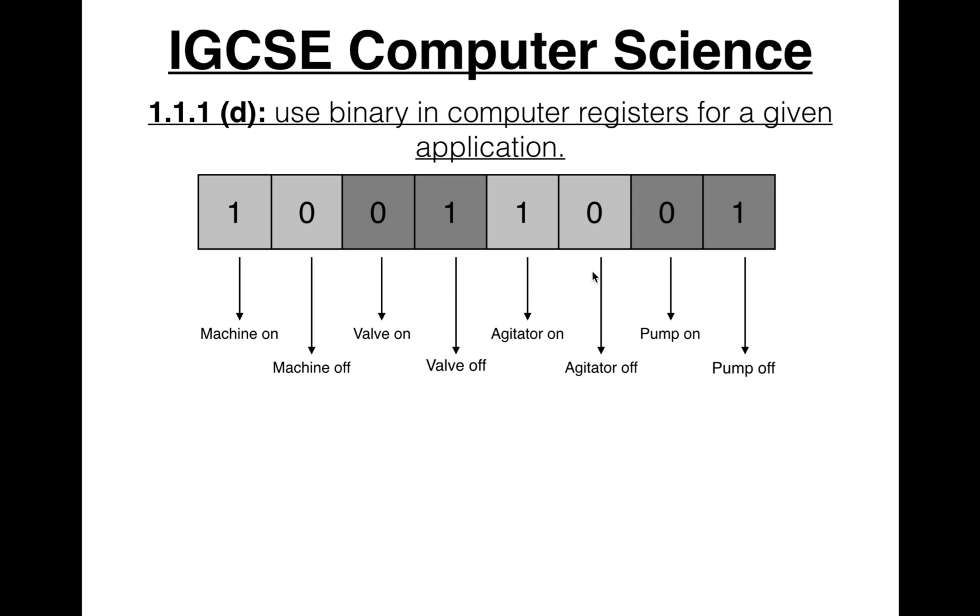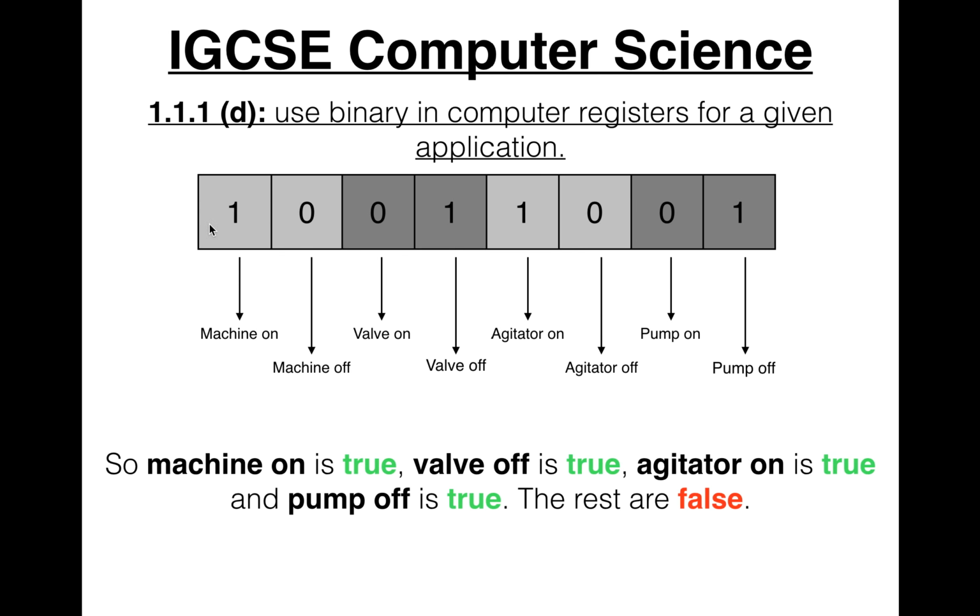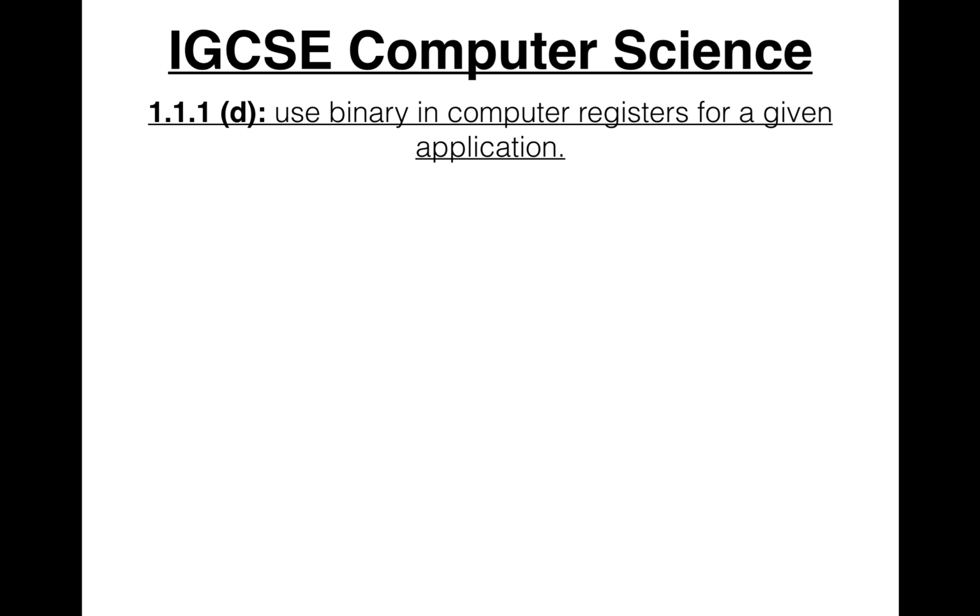So what if the register contained these bits? Machine on is true, valve off is true, agitator on is true, and pump off is true. The rest, of course, are false. So that's the effect that it would have.